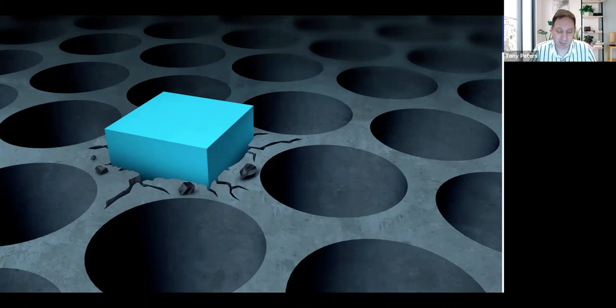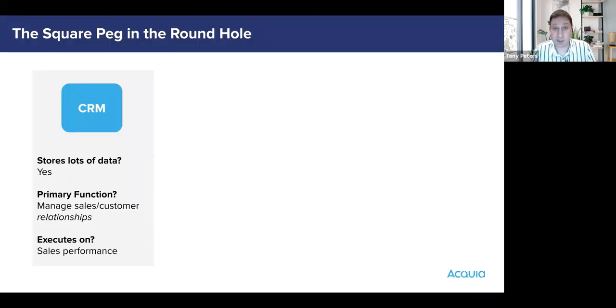Don't try and make something it is not. So an example of this could be a CRM. Now, there are some great CRM platforms out there. They're there for a reason, and they do their job very well as long as they're set up right.